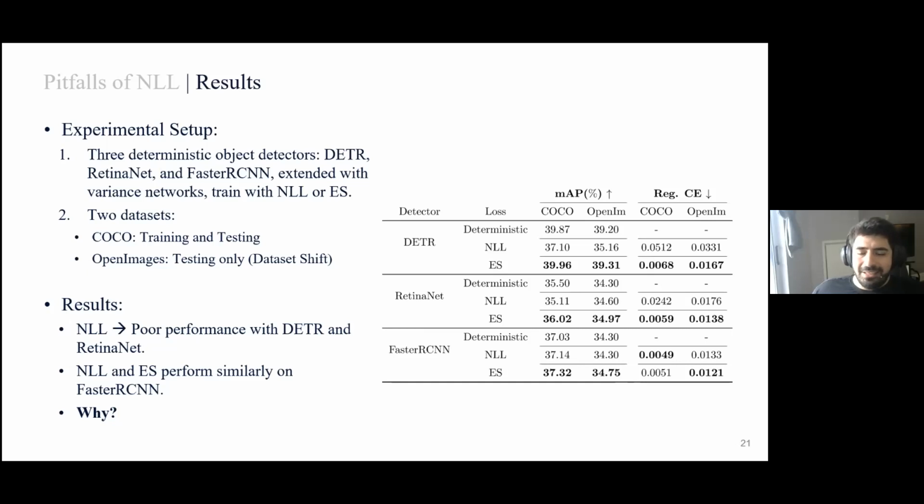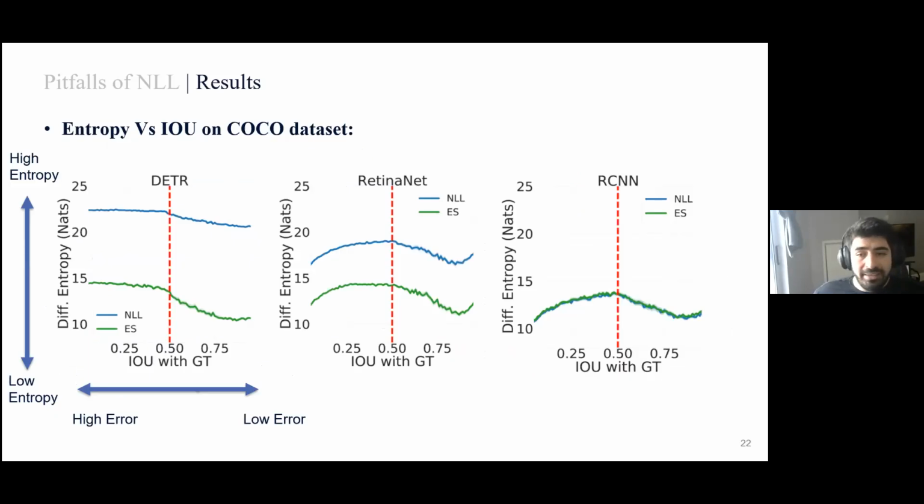Basically, just as a note, both accuracy and regression calibration error are not proper scoring rules. We will discuss the proper evaluation later on. But for now, we were just interested in seeing why Faster RCNN has mixed results with the negative log likelihood. To do so, we dig deeper and plot the entropy versus IOU plots on the COCO dataset.